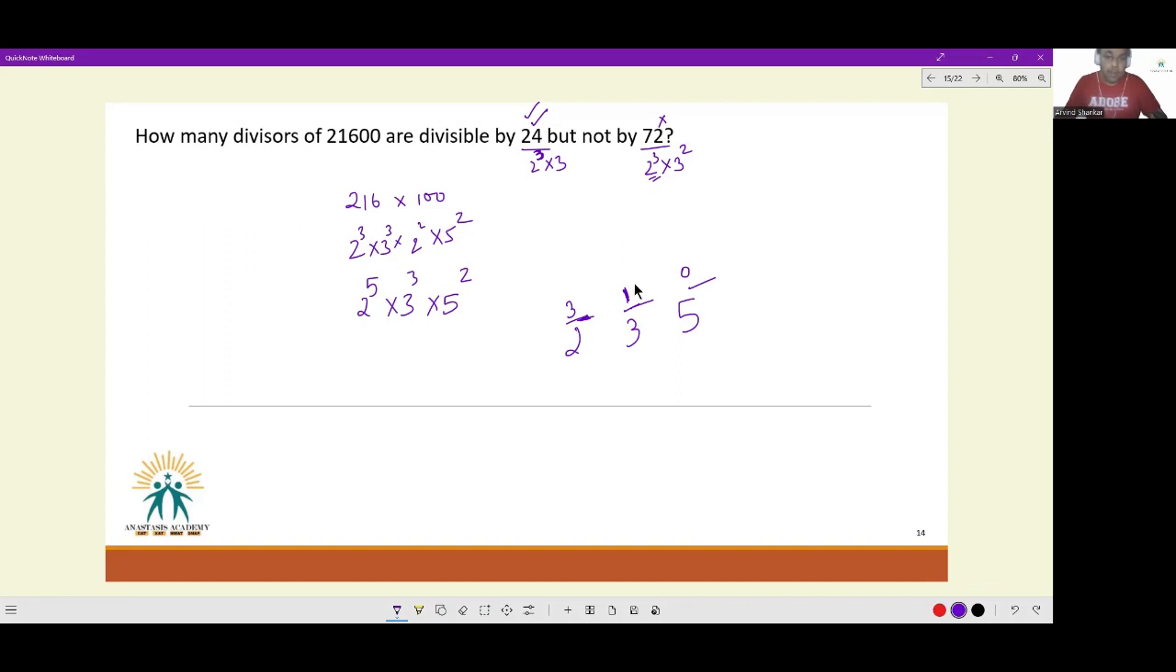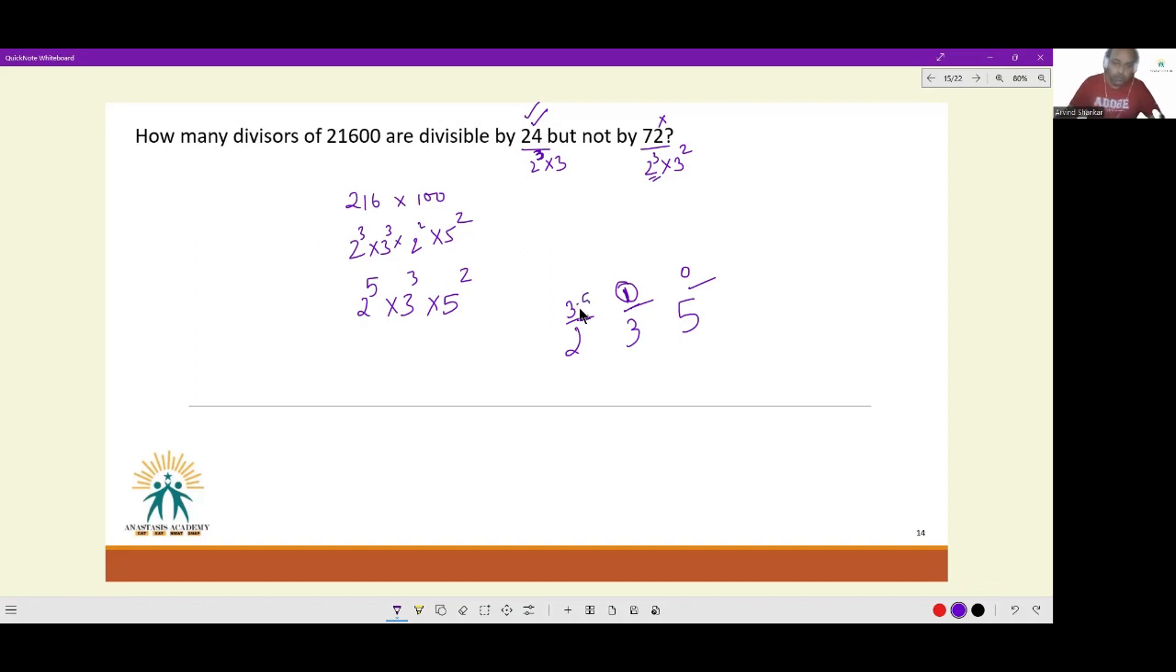Yes. By ensuring that I only use 3 raised to the power 1 in my factor creation. I cannot use 3 raised to the power 0 because then it will not be divisible by 24. But by using only 3 raised to the power 1, I have now ensured that the number will not be divisible by 72. Now there is no restriction on the power of 2.